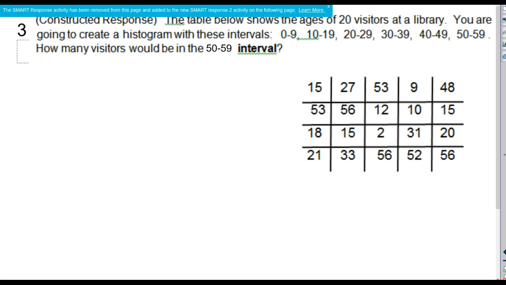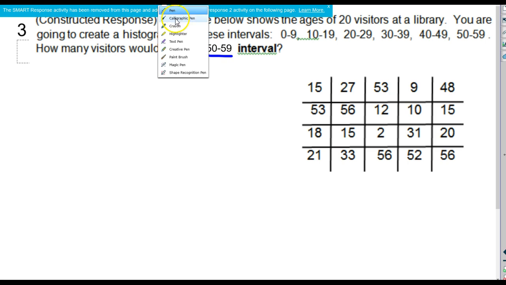Now number 3 says, the table below shows the ages of 20 visitors at a library. You're going to create a histogram with these intervals, 0 to 9, 10 to 19, 20 to 29, 30 to 39, 40 to 49, 50 to 59. How many visitors would be in the 50 to 59 interval?